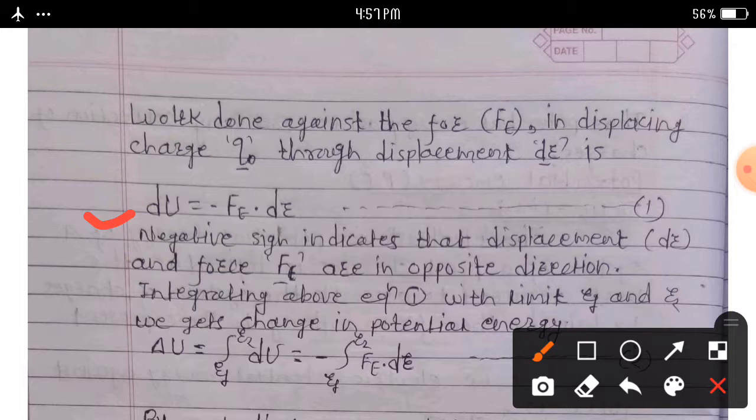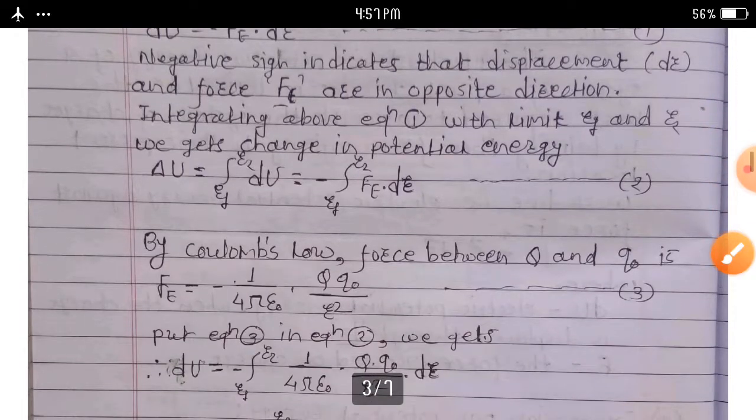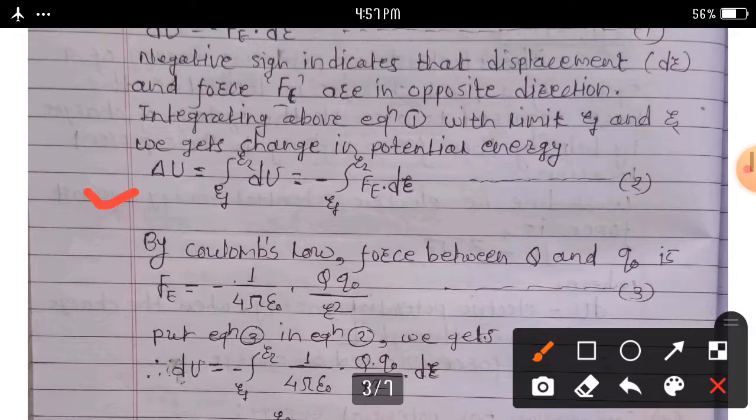Then integrating the above equation with limits r1 and r2, we get the change in potential energy. The change in potential energy delta U is equal to integration from r1 to r2 of dU, is equal to minus integration from r1 to r2 of F_E into dr. Consider equation second here.